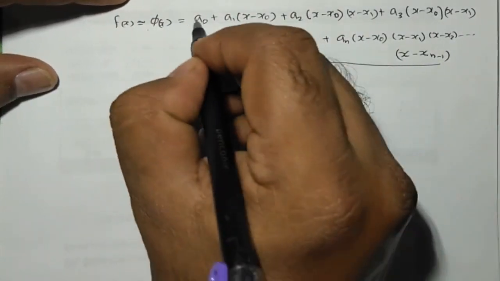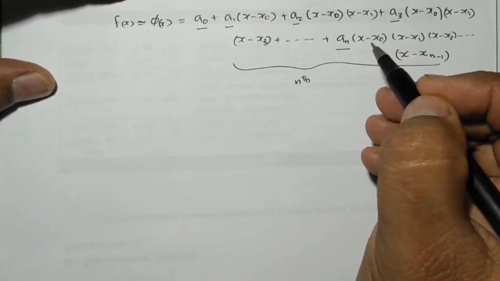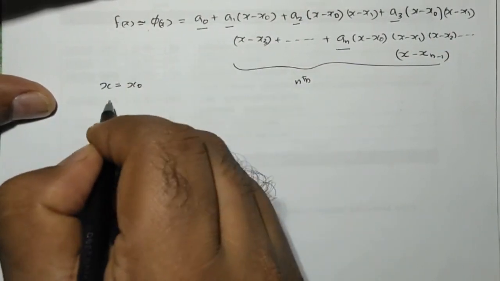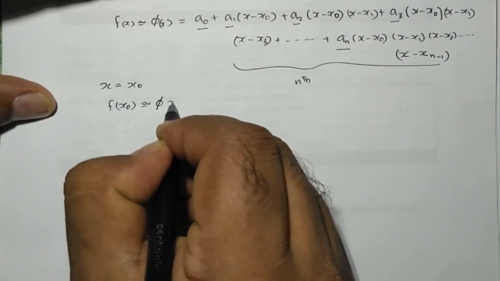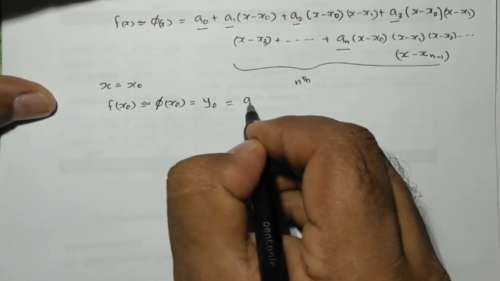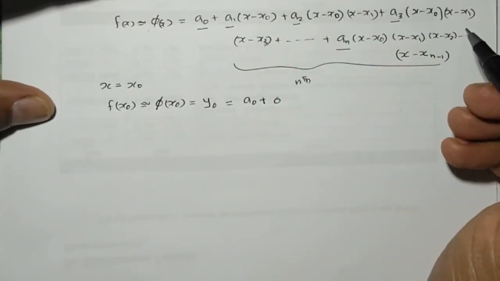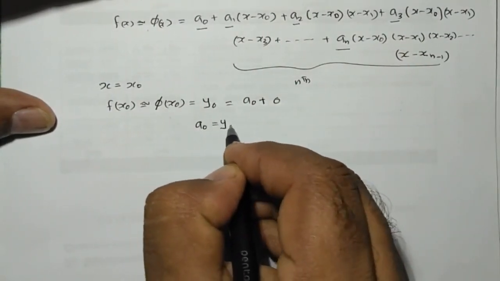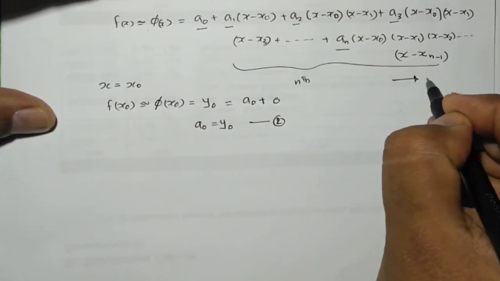We need to determine the constants a0, a1, a2, a3, etc. For that, let's put x as x0. So f of x0 is almost equal to phi of x0, which could be written as y0 equal to a0 plus 0. The rest of the terms become 0. So a0 equal to y0, this is our first constant. Let this be equation 1.